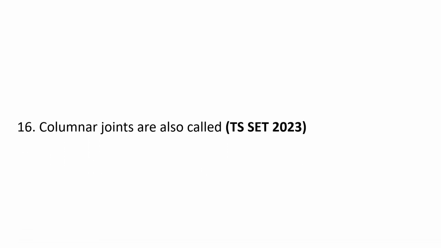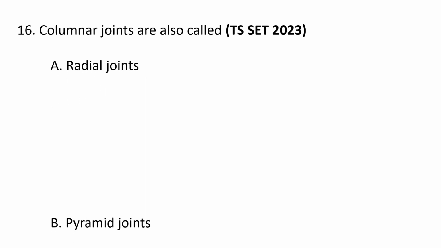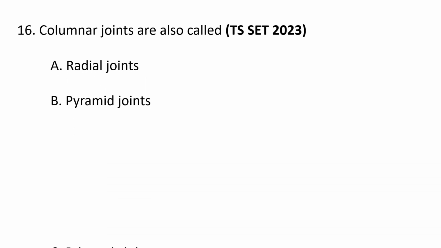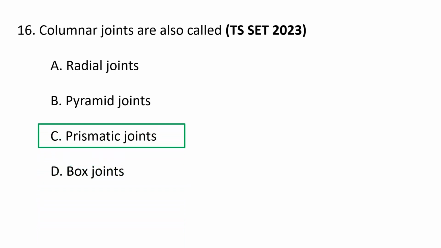Next question. Columnar joints are also called as A. Radial joints, B. Pyramid joints, C. Prismatic joints, and D. Box joints. Columnar joints are also called prismatic joints. Columnar jointing consists of sets of regularly spaced parallel fractures. These are joints that intersect in a roughly prismatic pattern, which is why they are known as prismatic joints. Most columns are hexagonal, but they may form anywhere from 3 to 7 sides also. C is the correct answer.